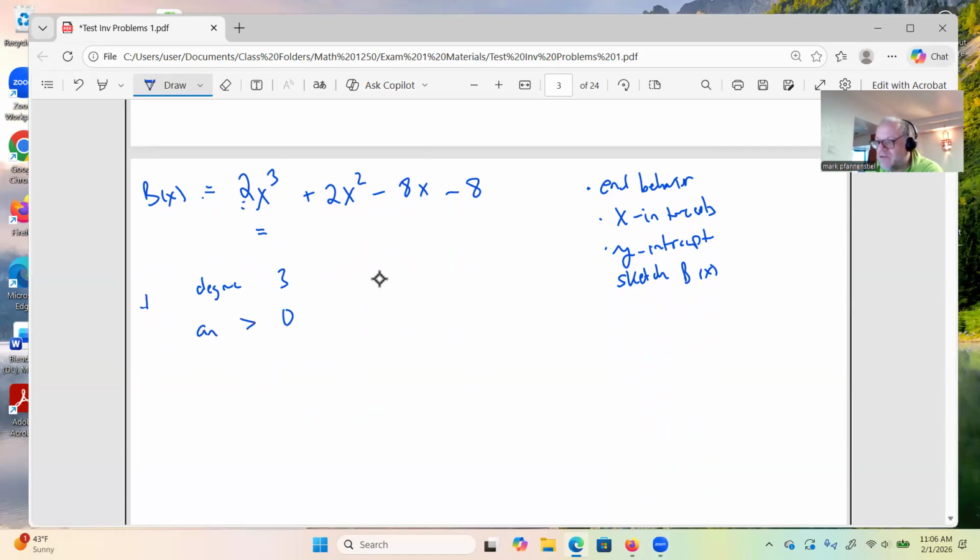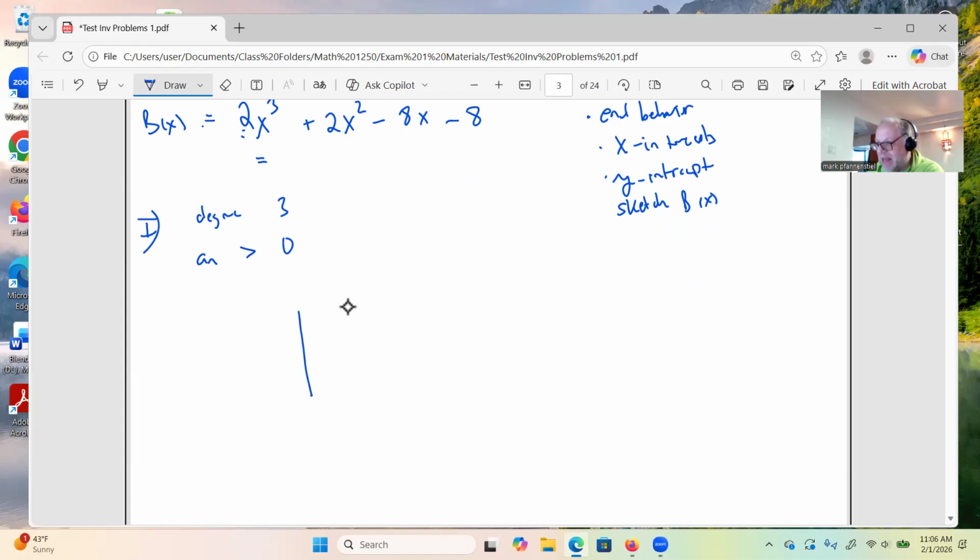So that's the first thing, to get an idea of, let's get a kind of taxonomy of this thing and figure out who we are dealing with. Because I know it's degree 3 and that my leading coefficient is positive, I know that we're going to have end behavior such as this.